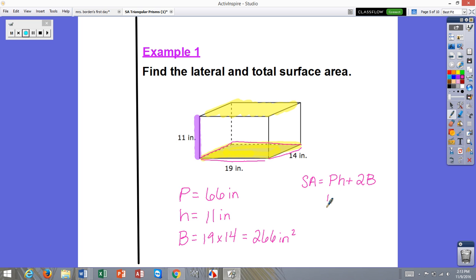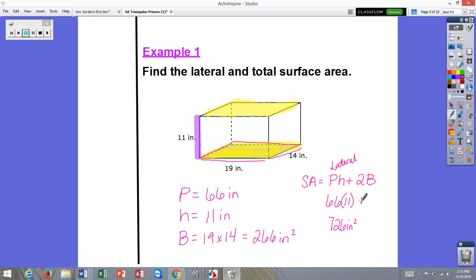The perimeter is 66. 66 times the height is 11. Okay? So 66 times 11 would make my lateral surface area 726. Okay, 726 inches squared would be the lateral surface area. That's all of the 4 unshaded rectangles, all those areas added together.